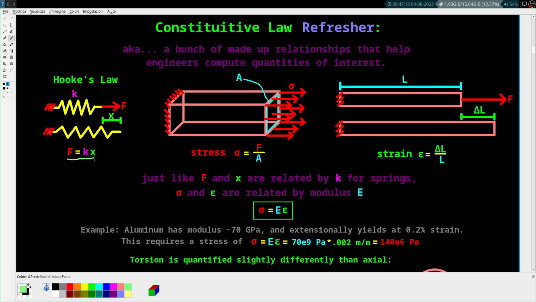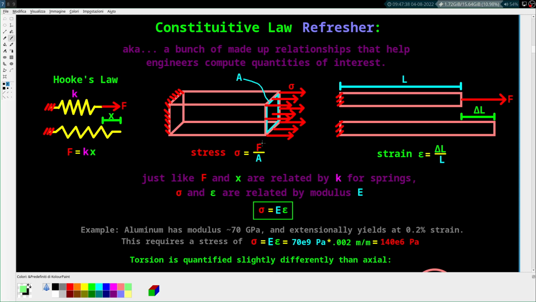That's what this linear thing is, and that's all constitutive laws are. They're just a linear relationship, in our case, that helps us relate quantities of interest to compute things that we think are important as engineers. So stress, what is stress?